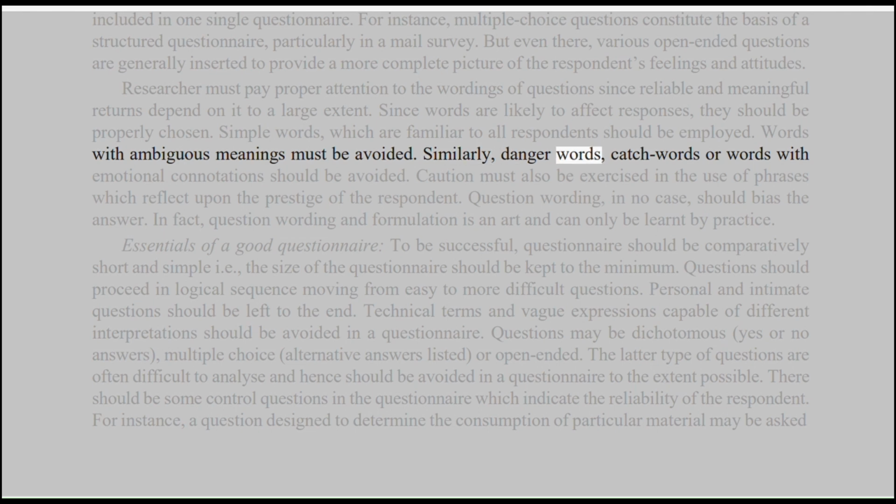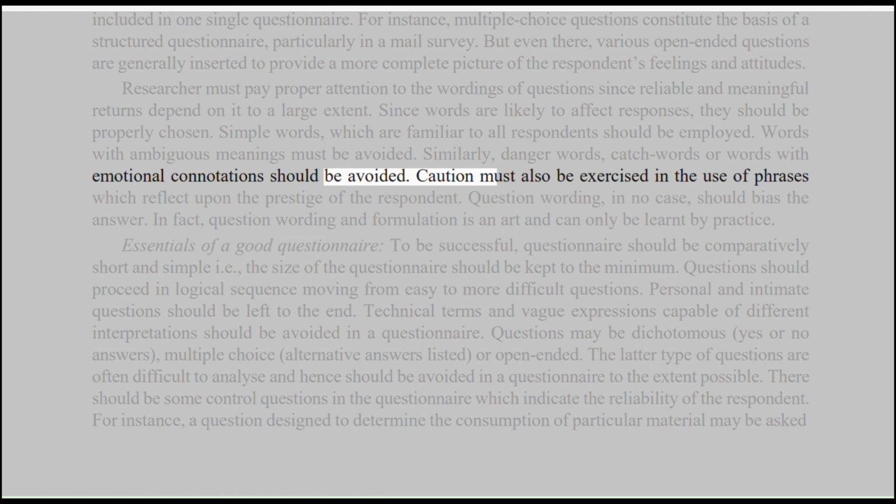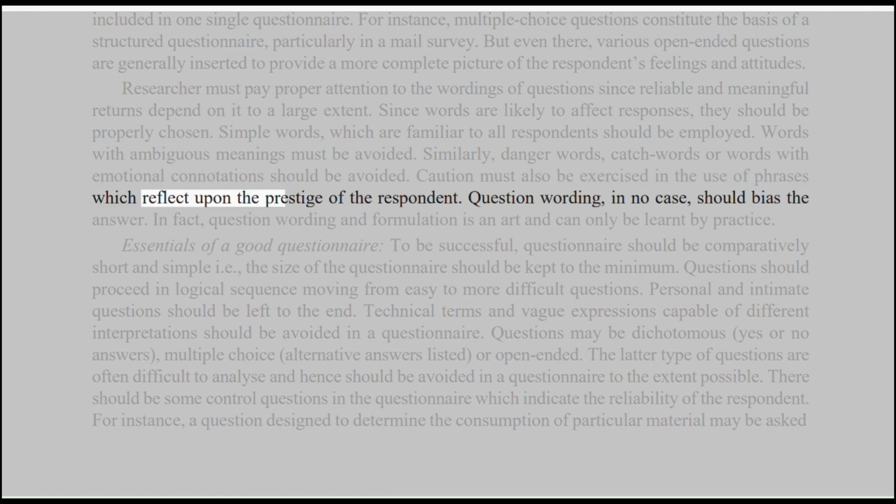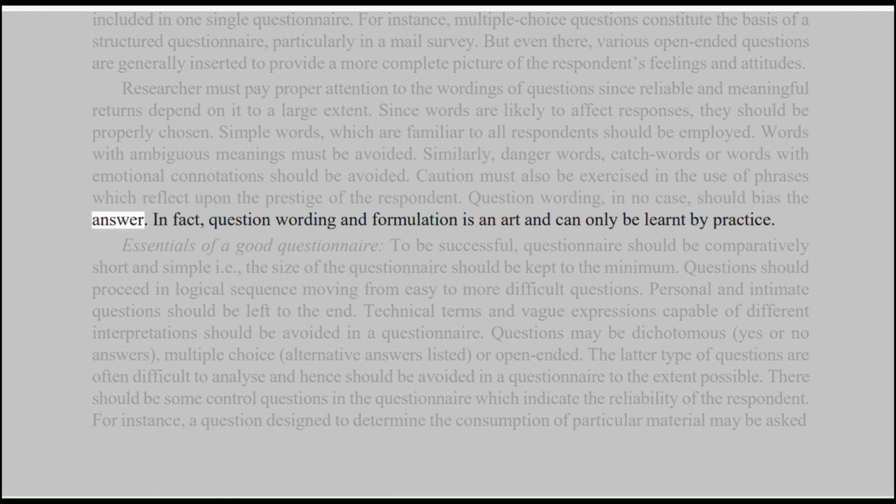Similarly, danger words, catchwords or words with emotional connotations should be avoided. Caution must also be exercised in the use of phrases which reflect upon the prestige of the respondent. Question wording, in no case, should bias the answer. In fact, question wording and formulation is an art and can only be learnt by practice.